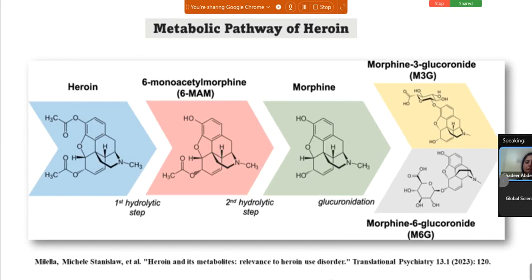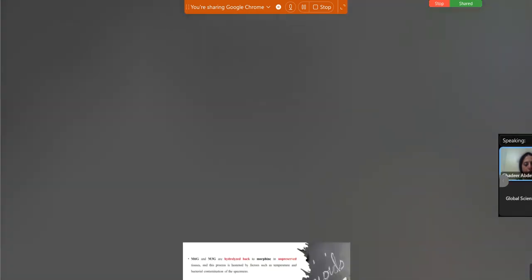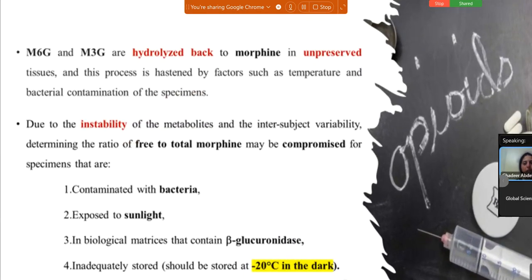This photo demonstrates the metabolic pathway of heroin, and the last two metabolites, the glucuronide metabolites, can convert back to their parent compound, which is morphine, in unpreserved tissues. And this process is hastened by factors such as temperature and bacterial contamination of the specimens.